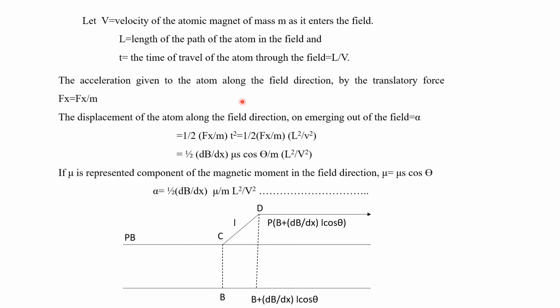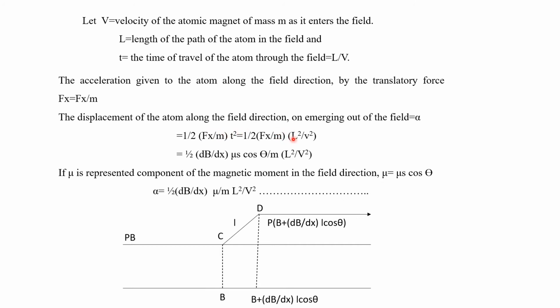The acceleration given to the atom along the field direction, due to the translatory force Fx, is Fx by m. The displacement of the atom in the field direction is then one half a t squared, which is half of Fx by m times t squared.